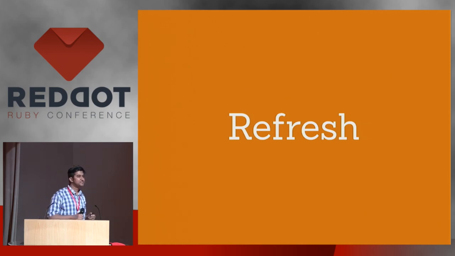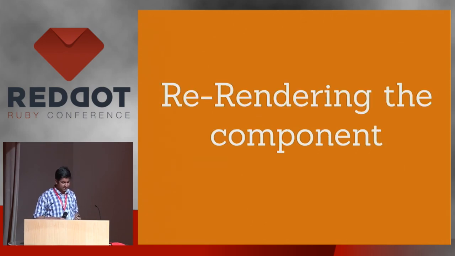Now, if we consider the Web 1.0 era, whenever something used to change, the simplest solution was just refresh the page, you get the new data. So that worked for a while, but as we are writing more and more interactive apps, it's not possible. We can't refresh the whole page. We want to change specific parts of the page. And React does that by re-rendering that particular component. So whenever the state of a particular component changes, React just re-renders it.